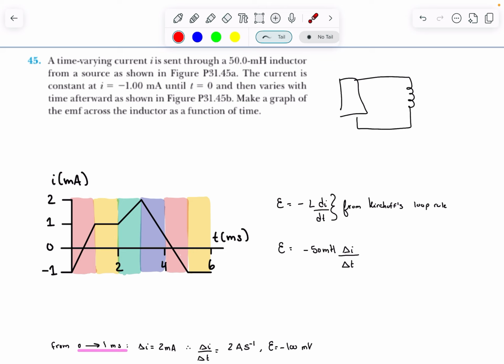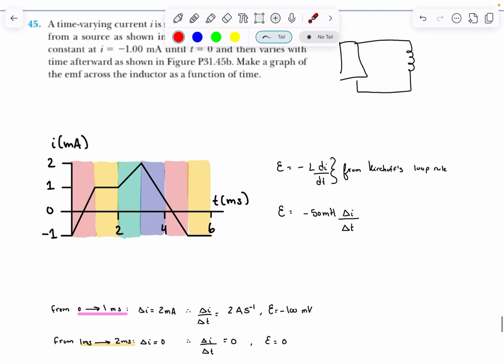So first we need a relationship between I and E, which is this one right here, where E is equal to negative L di over dt. L is just 50 millihenry. Because we're given this data in pretty large chunks of time, we're going to use the delta notation, so delta I over delta t. So let's see how I changes for every chunk of time.